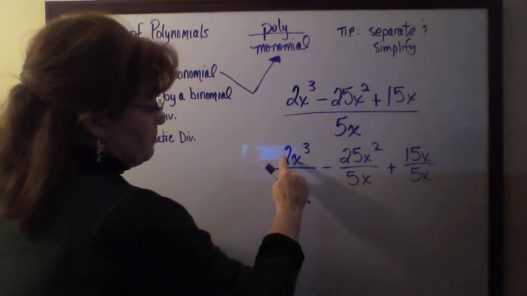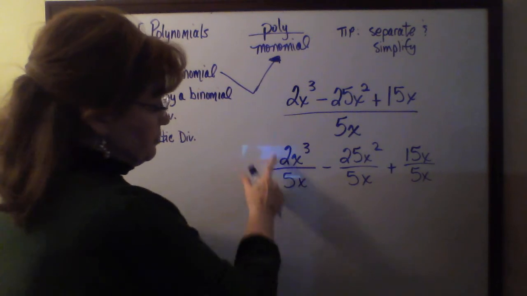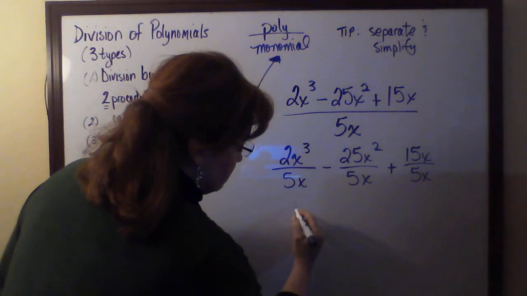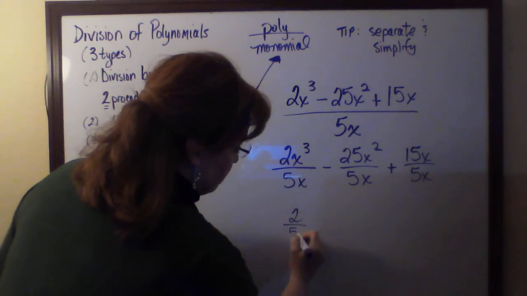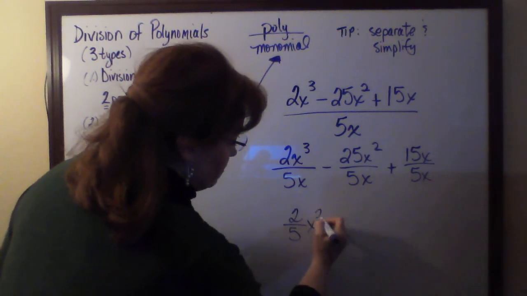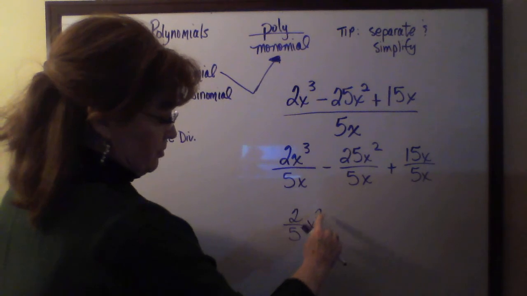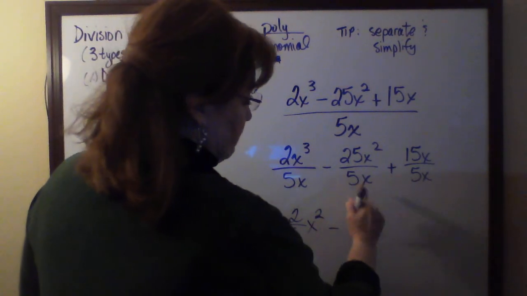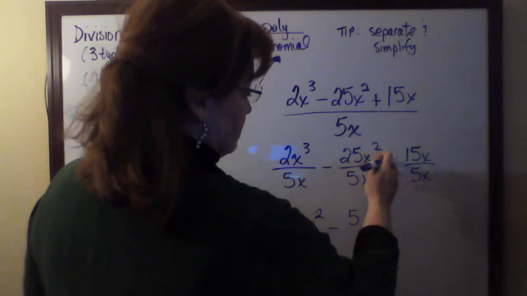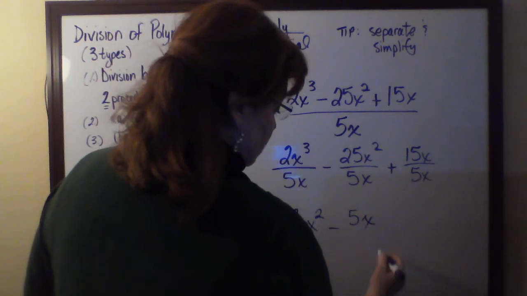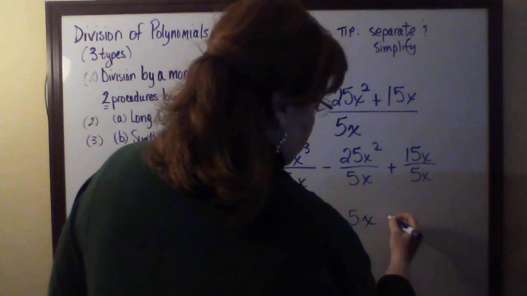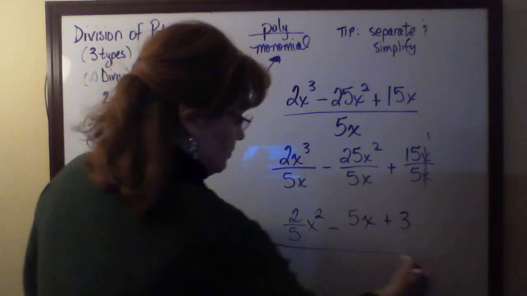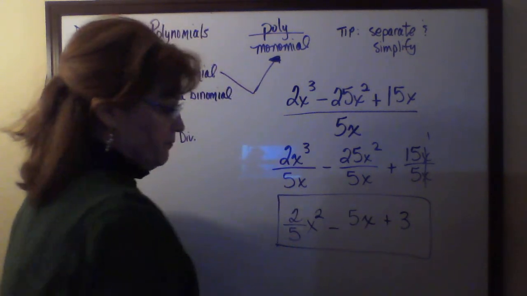So the 2 and the 5 cannot be reduced, so you're going to keep 2/5, but x to the 3rd over x you're going to reduce, and you can write it two different ways. You can write it 2/5 x squared, or you can write it 2x squared all over 5. It doesn't matter. Then 25 divided by 5 puts a 5 in the top. X squared over x leaves that as x. And then 15 divided by 5 is 3. X divided by x is 1. So this will become your final answer.